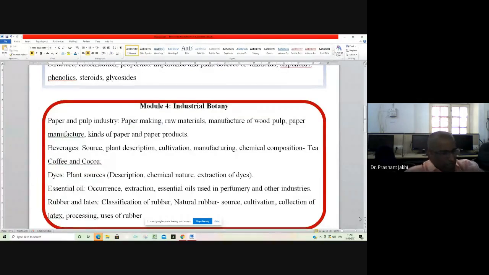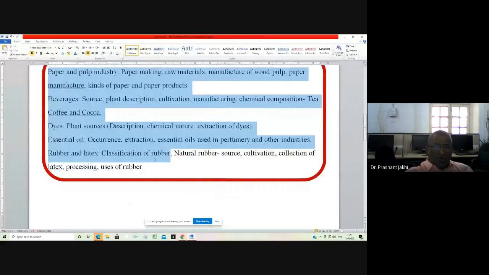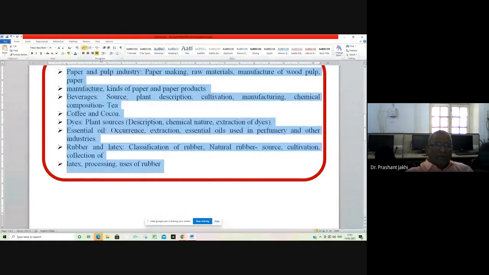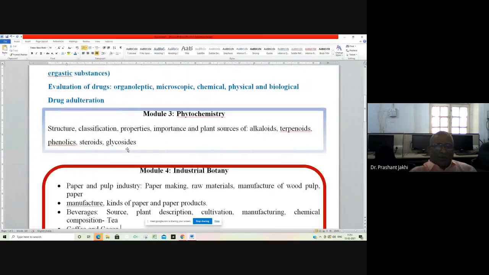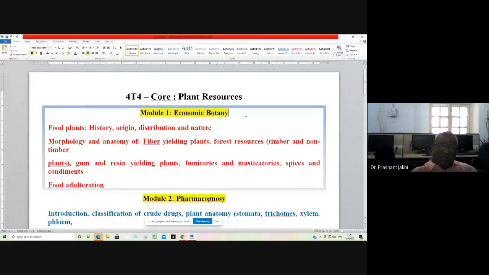I think I have already told you that if any subject has a fundamental as well as an applied part, the importance of the subject is increased due to its applied part or utility to the common man. So our last module from this paper, which is related to industrial botany, covers variety of different uses of botany in relation to different industrial products. So first one, that is related to economic botany.